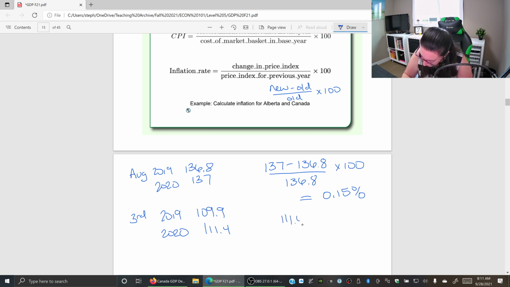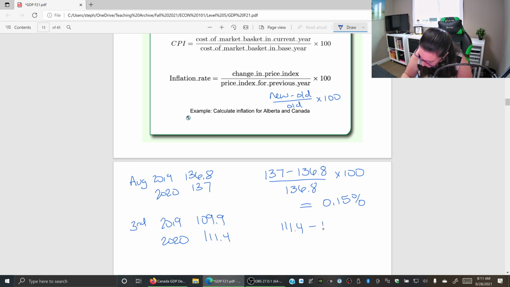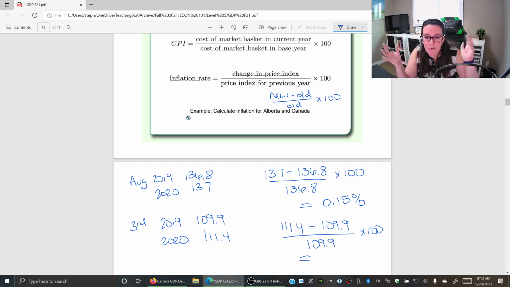So 111.4 minus 109.9 divided by 109.9 times 100. So remember, we're going to do that subtraction first. 111.4 minus 109.9, get that number, divide by 109.9. And then when we do that, we get 0.0136, and we'll multiply that times 100, so we end up with 1.36%.